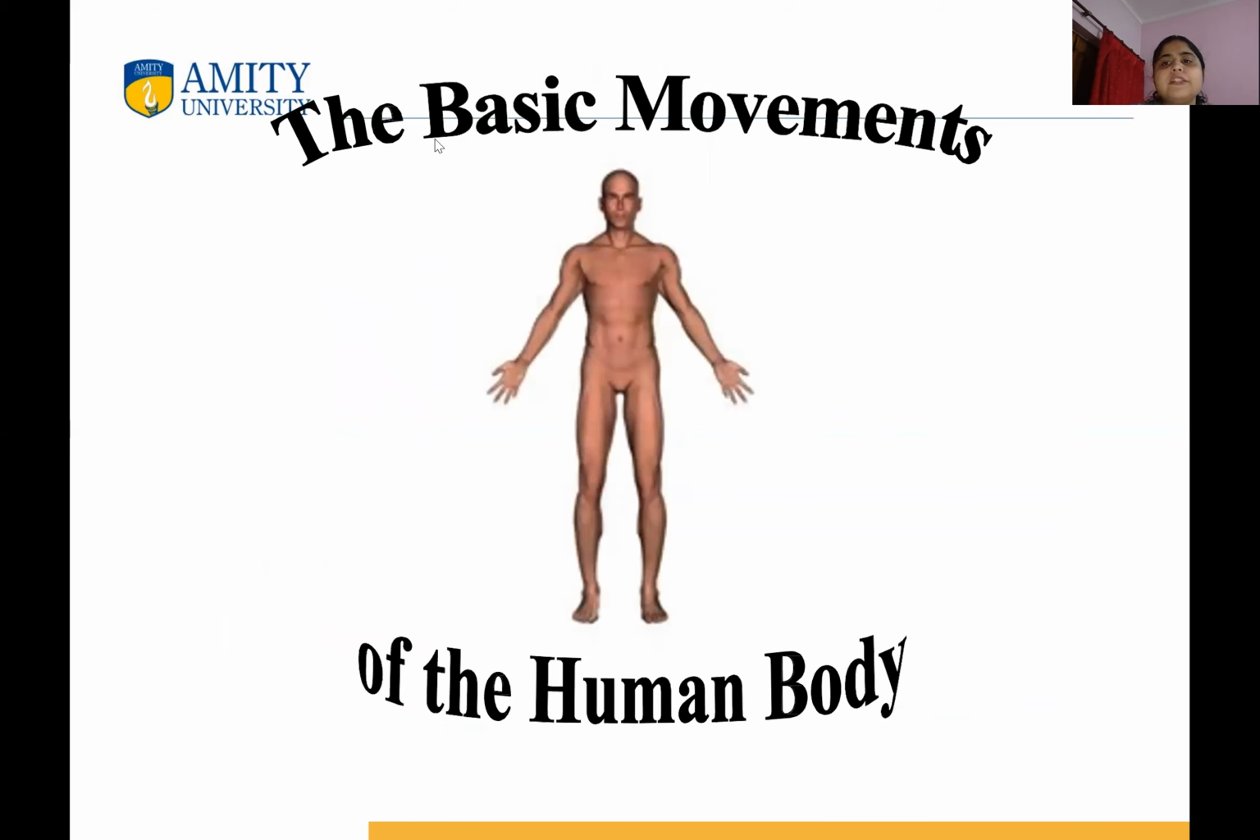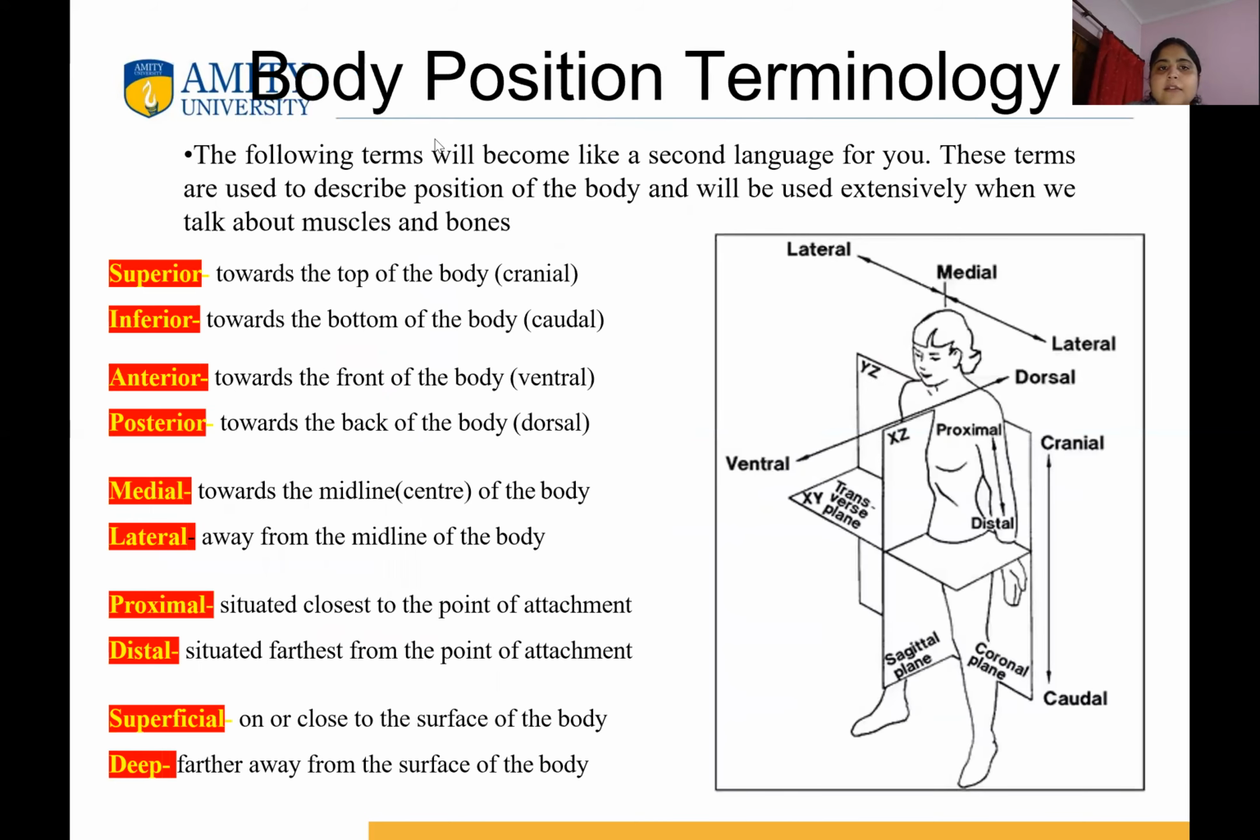The basic movements of the human body. The body position terminology. The following terms will become like a second language for you. These terms are used to describe position of the body and will be used extensively when we talk about muscles and bones. First is the superior, that is towards the top of the body. We also call it cranial. Second is the inferior, that is towards the bottom of the body. We also call it caudal.